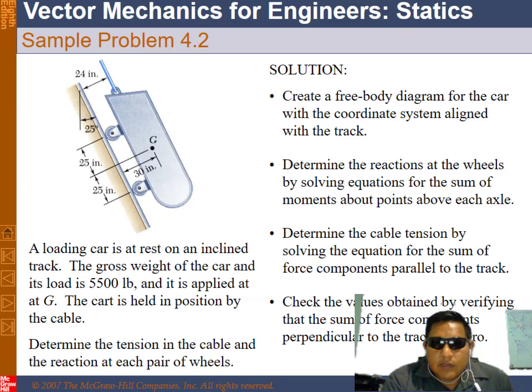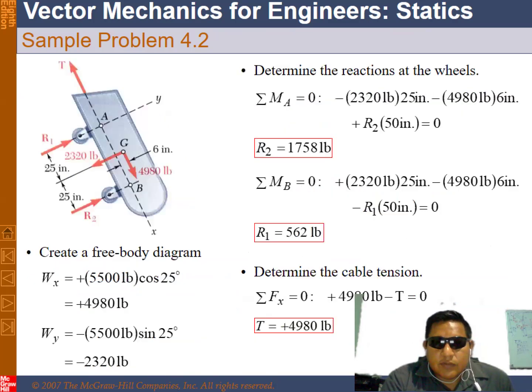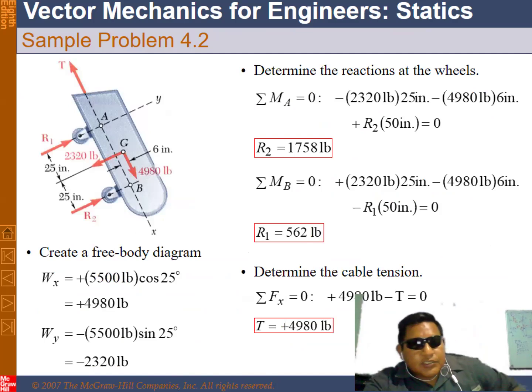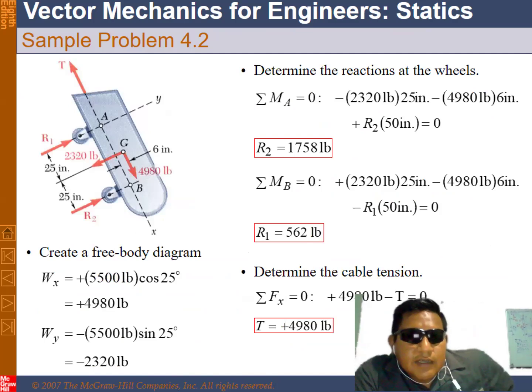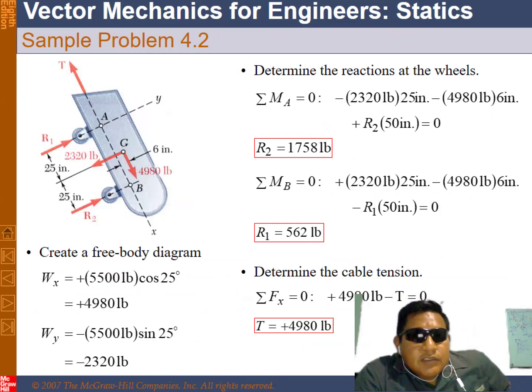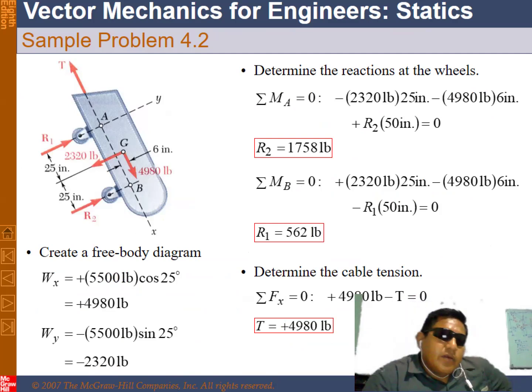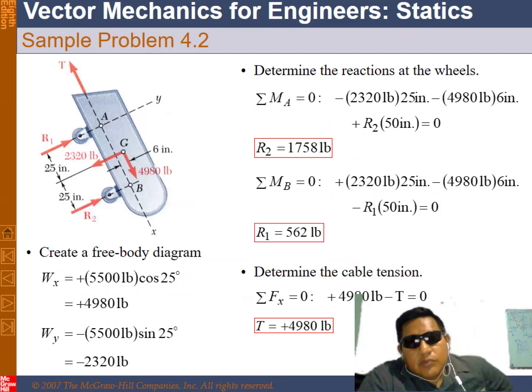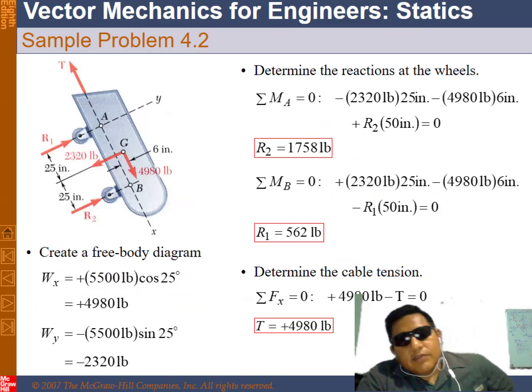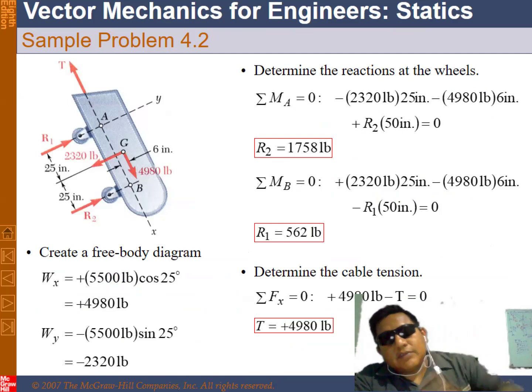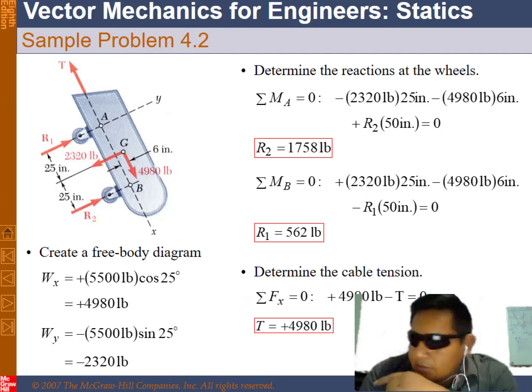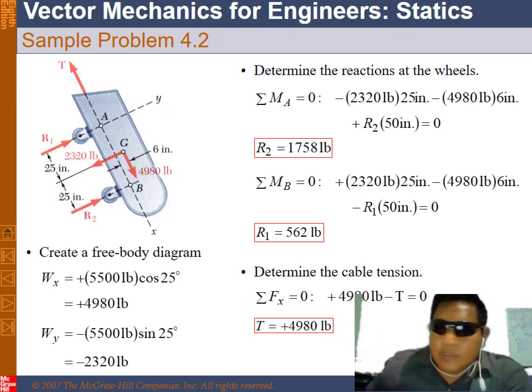Next, the formulas. Tension in the cable, letter T. Reaction at the wheels, letter R1, and reaction 2 at the wheels, letter R2. The distance between reaction 1 and reaction 2 is 50 inches. Remember and mark it with an arrow in the book.